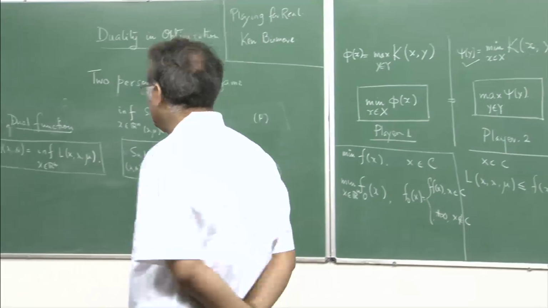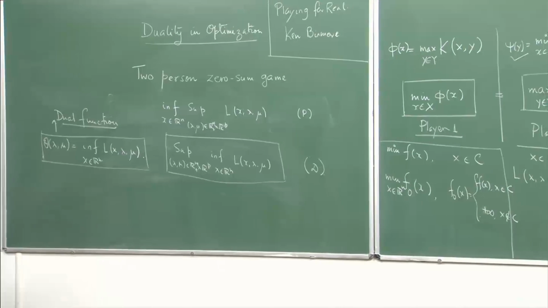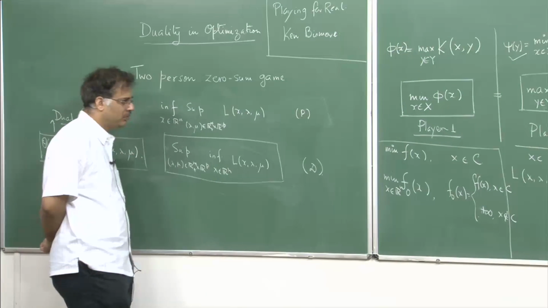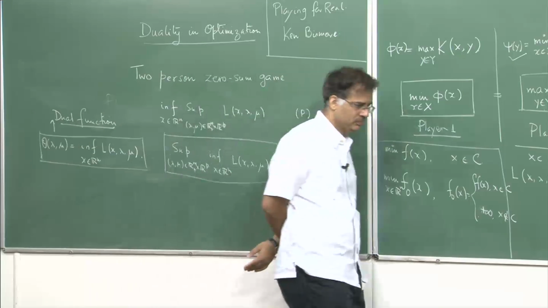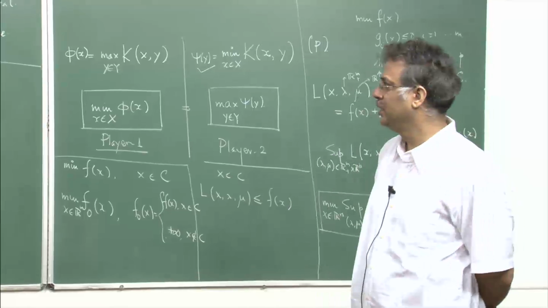Now, the question is why is the dual problem important? Okay, fine, you have found that there is another problem which is going on at the back of the primal problem, but so what?